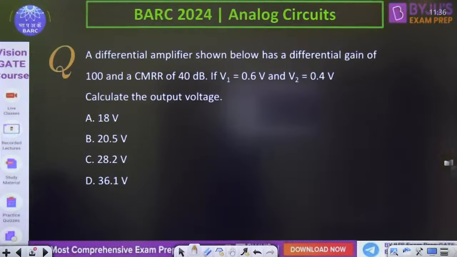चलिए नेक्स्ट क्वेश्चन. What is the answer for this one? Try to solve this question. ओके देन. अच्छा चलिए आते हैं आप जरा.